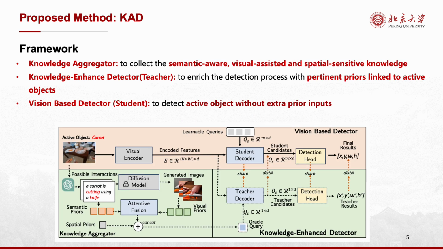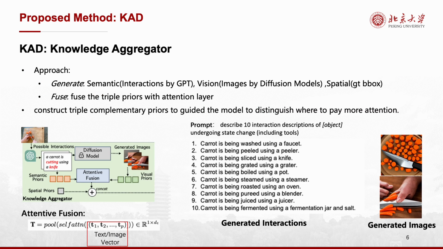We construct a knowledge aggregator to collect triple complementary priors, semantic-aware, visual-assisted, and spatial-sensitive knowledge, to enrich the detection process with pertinent priors linked to active objects. We establish the knowledge-enhanced detector as a teacher, with the priors collected by the knowledge aggregator as oracle query, to predict the active object. Due to the unknown active object in the input image during testing, it is also difficult to obtain the relevant prior knowledge. Thus, our model has a vision-based, transformer-based detector as a student to detect active objects without extra prior inputs. The student model will learn the knowledge from the teacher via knowledge distillation, and only the student model will be used at inference.